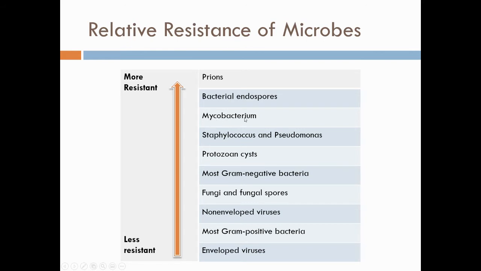Mycobacterium, remember these are our bacteria that, while they should look like gram positives, don't stain like gram positives because they have mycolic acid around the outside. That's a really protective coating. Remember, mycolic acid is a waxy coating that makes it really hard to get at the bacteria with any sort of disinfectant or antiseptic.